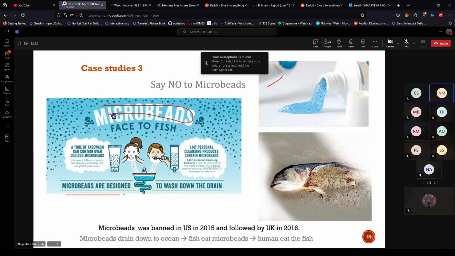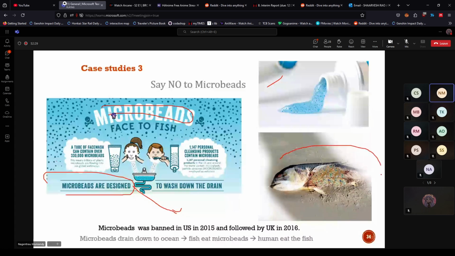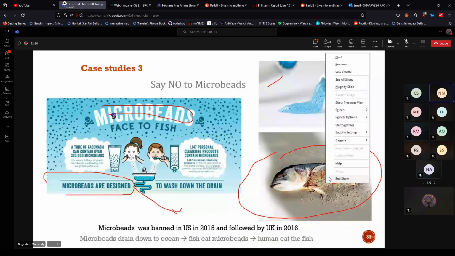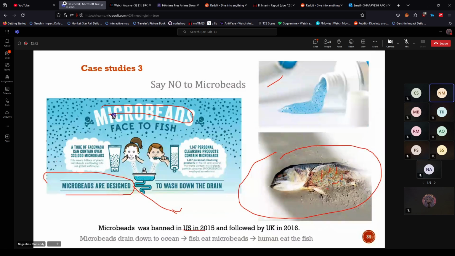So these microbeads, after washing, are channeled to the drain. And you can see this is one of the effects of microbeads. The fish in the sea or maybe in the river, you can see some microbeads here. So that's why in the US in 2015 the microbeads were banned. In the UK in 2016 they were banned. This is very dangerous because it's basically made up of small tiny plastic. So when it drains down to the ocean, what will happen? The fish eats it, and then when we consume the fish, again it causes us serious issues.